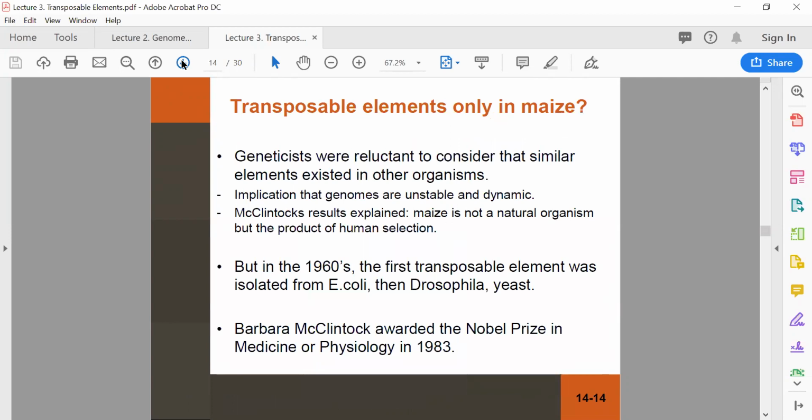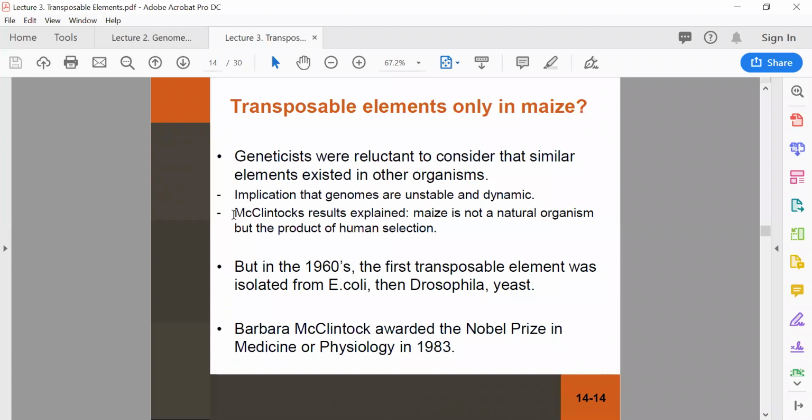So at first the question was raised, do transposable elements only exist in maize? And we need to keep in mind that the other geneticists at the time were very reluctant to consider that similar elements existed in other organisms, because that would imply that genomes are unstable and dynamic, and that was a view that was very inconsistent with the belief at the time that the genetic map or the genetics of every member of the same species was actually the same. That was the generally accepted belief at the time.